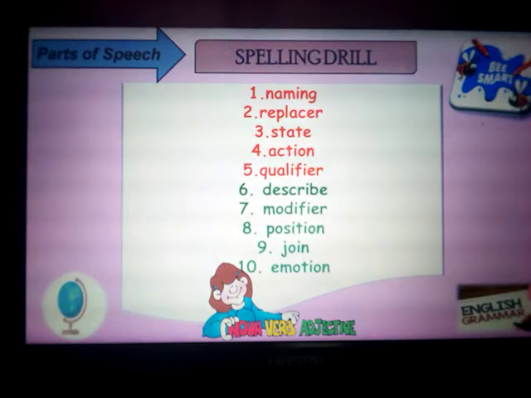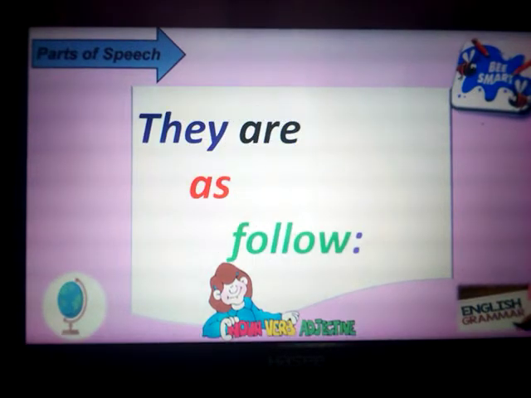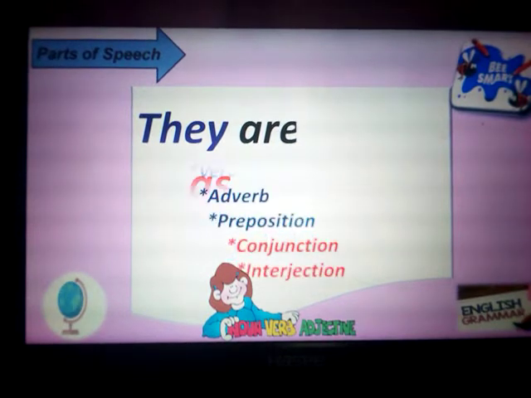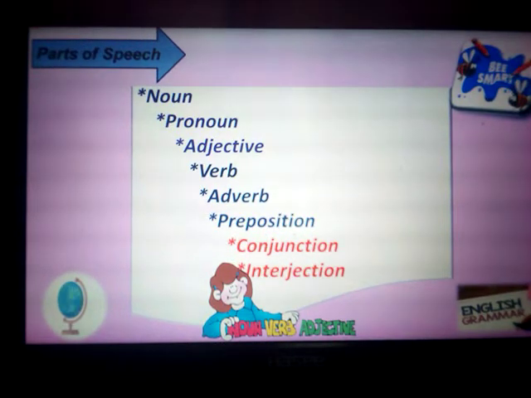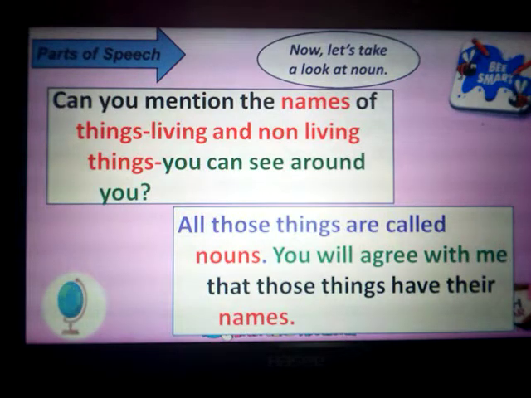So let's move forward. Now let's take a look at the parts of speech one after the other. And I must remind you that another word for parts of speech is word class. The 8 of them are as follows. We have noun, pronoun, adjective, verb, adverb, preposition, conjunction, and interjection. These are the 8 that we have. But today we're looking at noun.